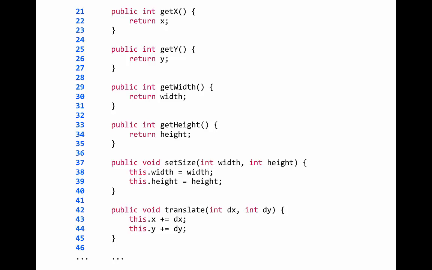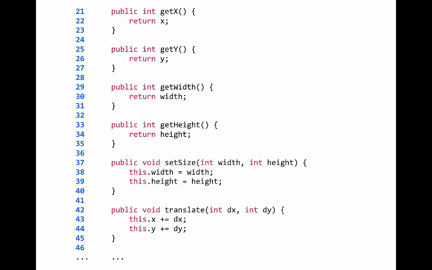For example, if x equals 10 and y equals 20, and you call translate 5, 5, then the new x, y coordinates will be 15, 25. Notice that this is accomplished using the plus equals operator. x plus equals dx means the same thing as x equals x plus dx.